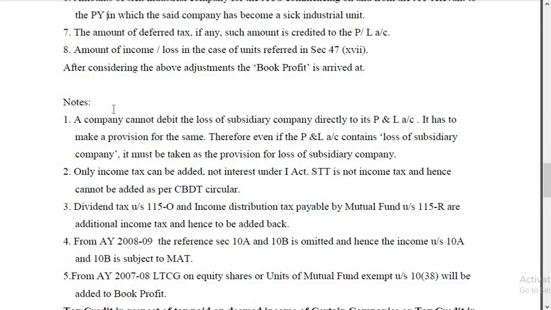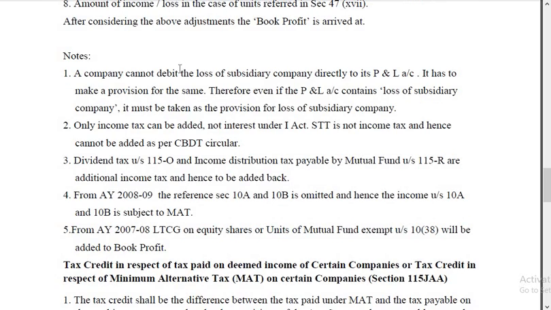Okay, now look at the notes. So after considering the above adjustments, the book profit is arrived at. So certain items you have to add to the net profit which have been debited to profit and loss account, and certain items you have to deduct from the net profit as shown by the profit and loss account. So these individual items I shall explain when I take up the problems. There you will be able to comprehend better. Okay, notes. Certain notes regarding the computation of book profit.